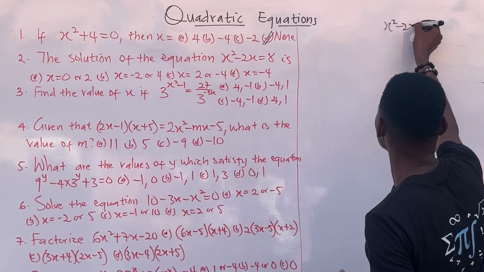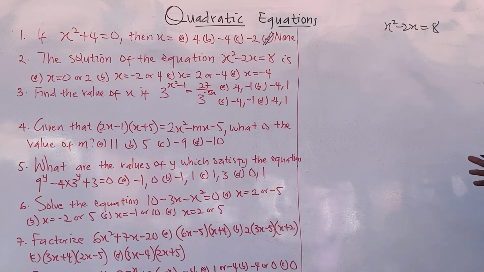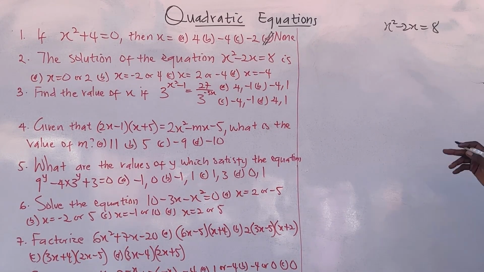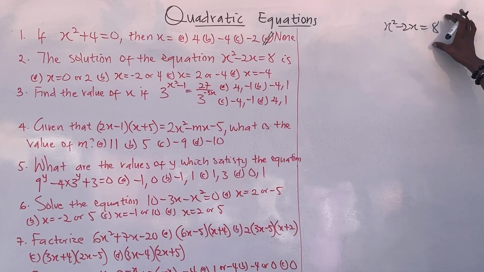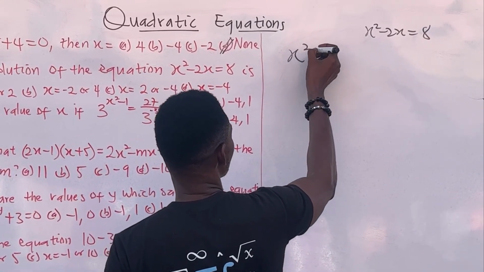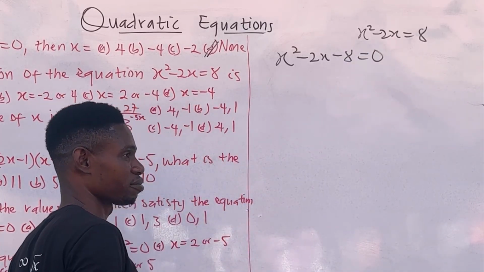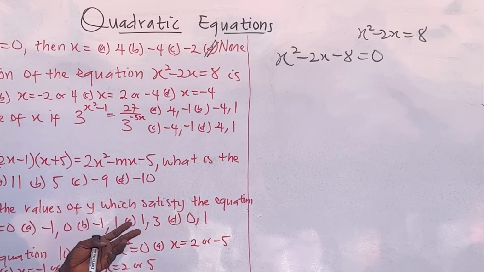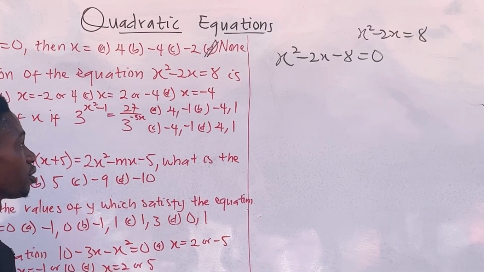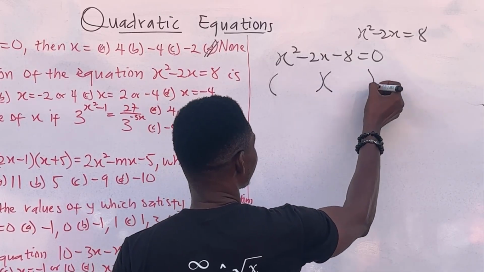x squared minus 2x equal to 8. This is the equation. Now we have to look for the solutions to this equation. So we can bring this plus 8 inside, so it's equal to 0. So this will give us x squared minus 2x minus 8 equal 0. Now this looks like our standard quadratic equation, right? And I believe you know what to do, but I will do it this faster way.